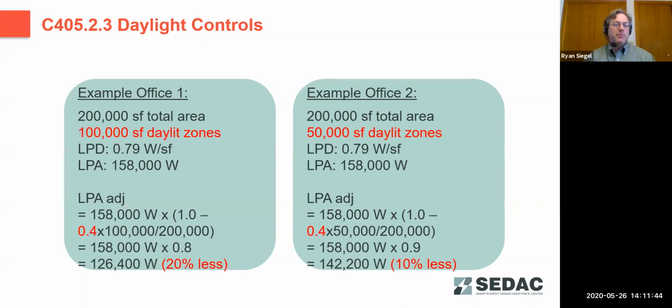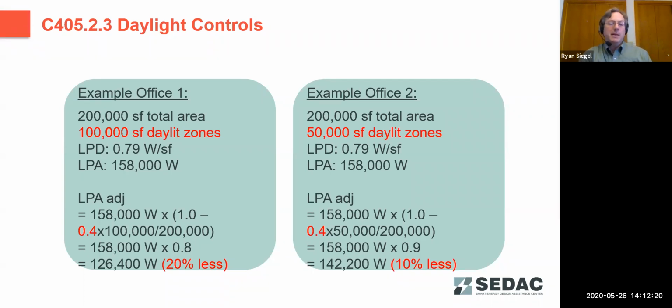Here in the first example, 50% of the square footage is in the daylit zone. So therefore, I need to be able to reduce by 50%. I need to reduce that 40% by at least 50%, or 20% less. So in this first example, ordinarily my budget would have been 158,000 watts. If I get it below 126,400, then I'm finished with daylight harvesting controls. Don't have to buy them, don't have to put them in.